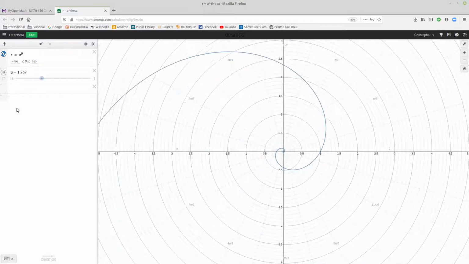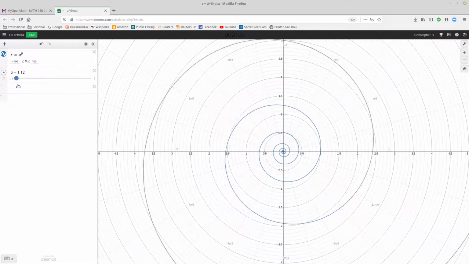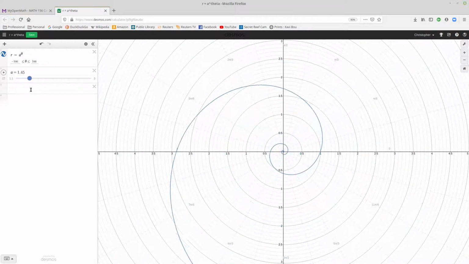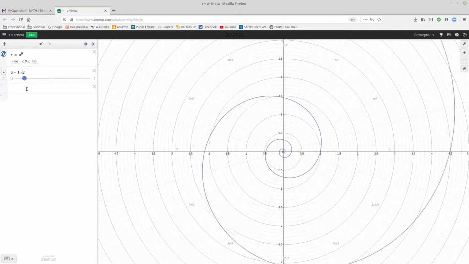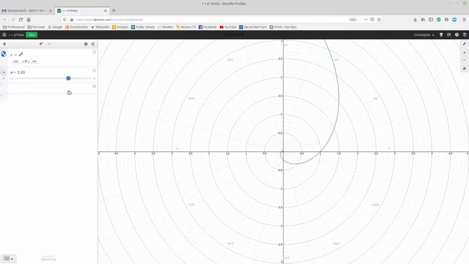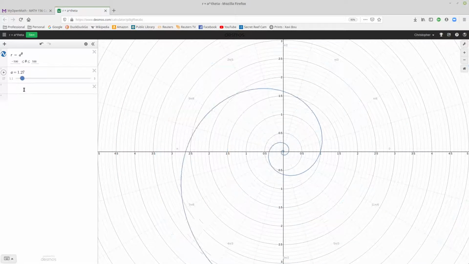Now I'm trying to hypnotize you a little bit here. What I'm actually doing is not changing the value of theta, I'm changing the value of a. So as I change the value of a, which is the base of my exponential, I can increase that exponential growth of the radius. And so larger values of a are going to see that spiral unwind a little bit, whereas smaller values of a are going to see it contract a bit.